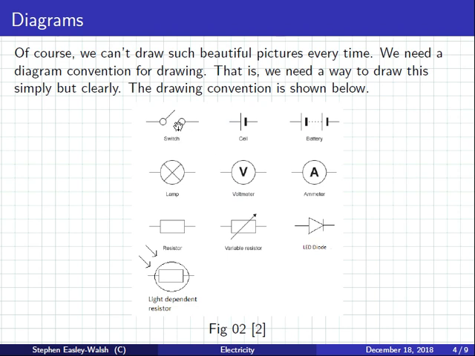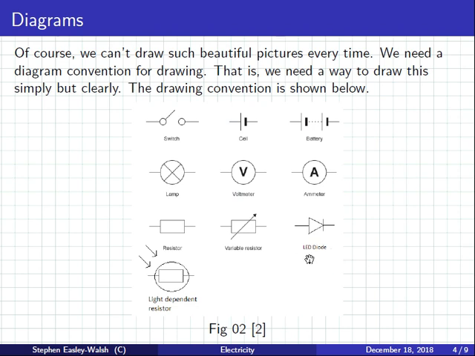This one is a switch for turning on and off. This one here is a cell, and this one here is a battery. The difference we'll explain later, but it's kind of like you could have one cell, or maybe you've got a few of them, and it makes a battery. And don't worry, we'll talk about that later. This is a light, a lamp. This is a voltmeter. This is an ammeter. This is a resistor. This is a variable resistor. It means you can change the resistance. You can make more or less resistance.